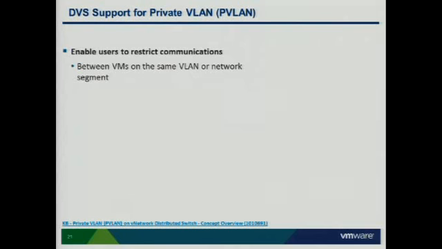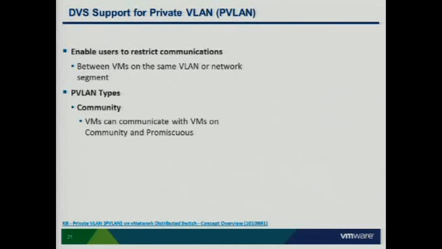And then we further extend that with our DVS support for private VLANs. With a private VLAN, we can enable users to restrict communications between the VMs on the same VLAN or network segment. And we have 3 distinct types of private VLANs. We'll start off with the community type. The VMs there can communicate with VMs on the community private VLAN type, and also the promiscuous private VLAN type.